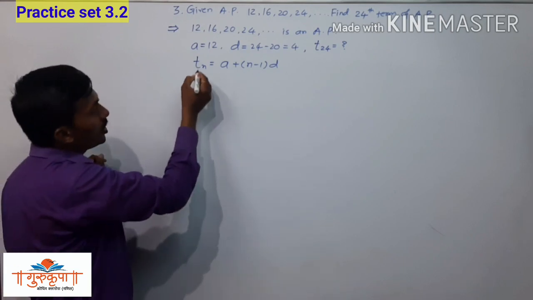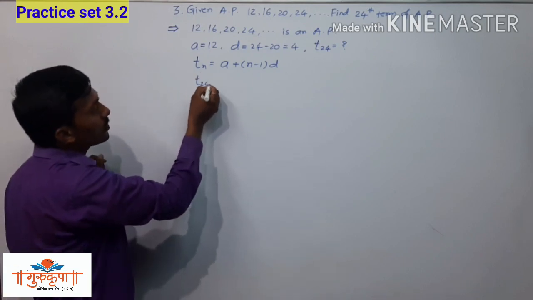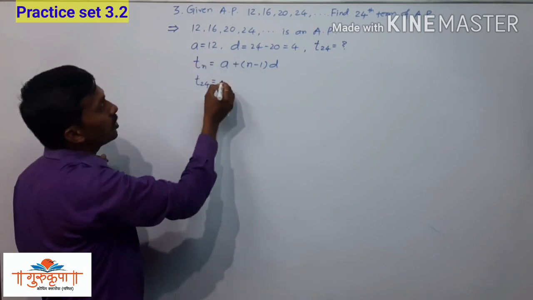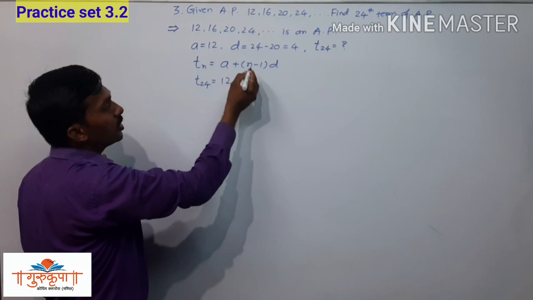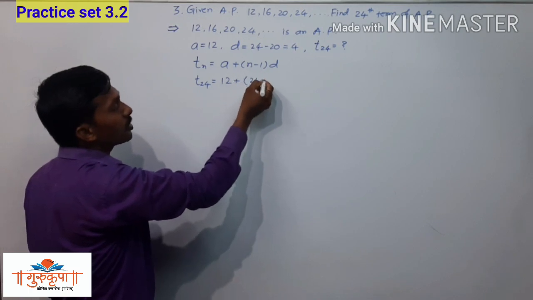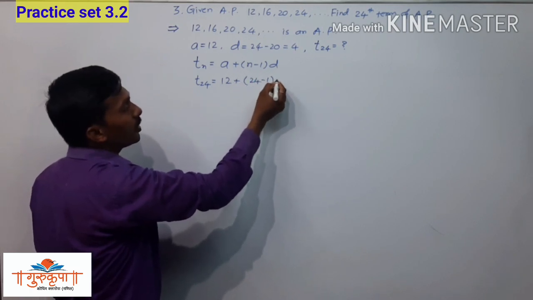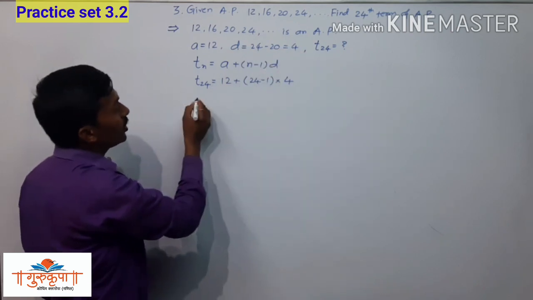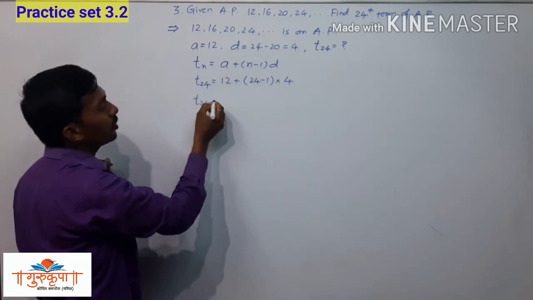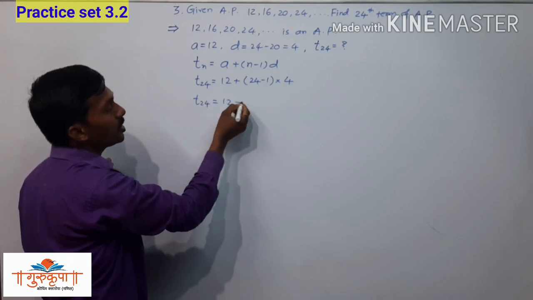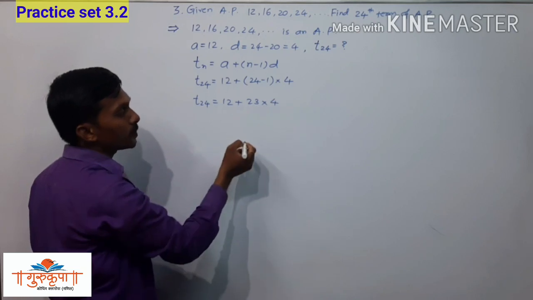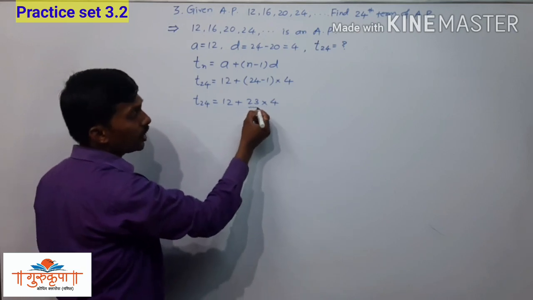So here, putting n is equal to 24. T24 is equal to the value of A, which is 12, plus n, which is 24, minus 1, multiplied by the value of D, which is 4. Now simplify this. T24 is equal to 12, which remains as it is, 24 minus 1 is 23, multiplied by 4.